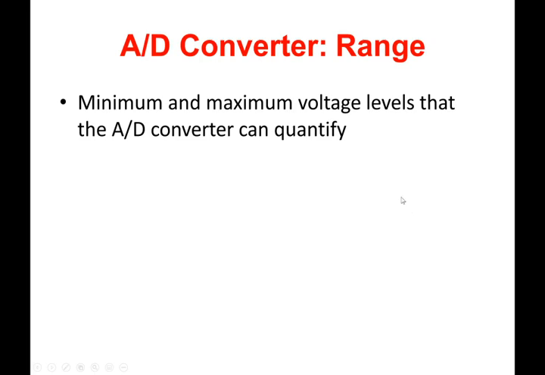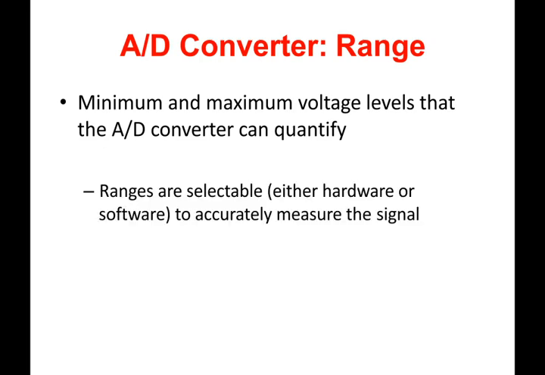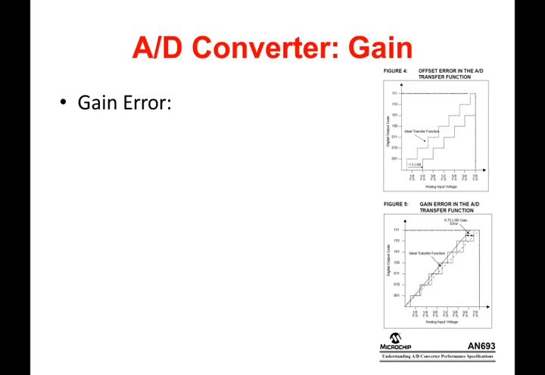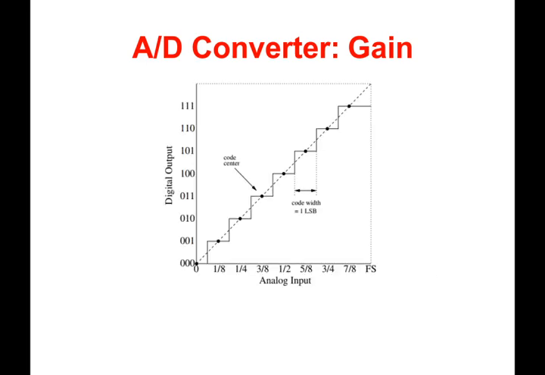The range is, of course, the maximum and minimum voltage level that an AD converter can quantify. Ranges are usually selectable, either by hardware or software, to accurately measure the signal. And your gain is essentially, we usually are concerned with the gain error.